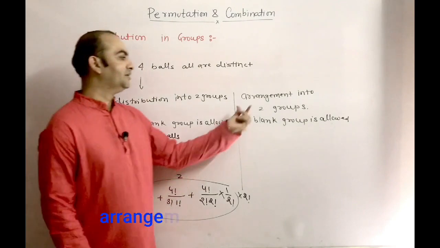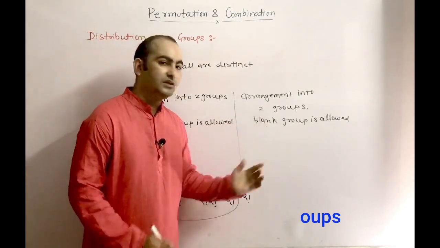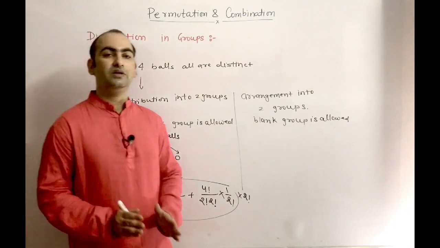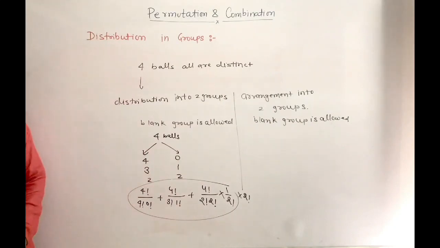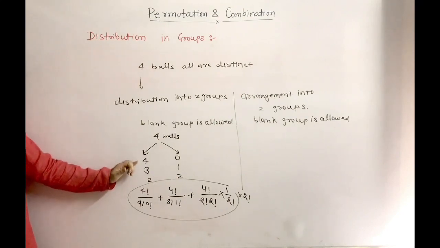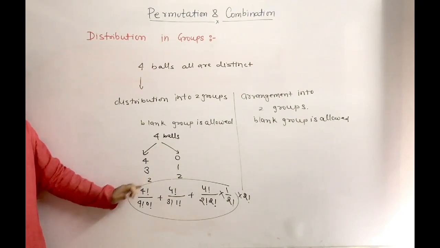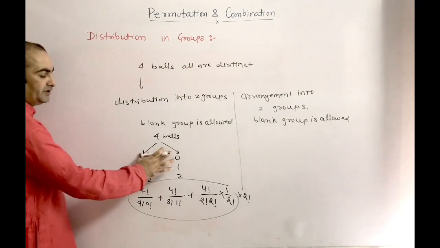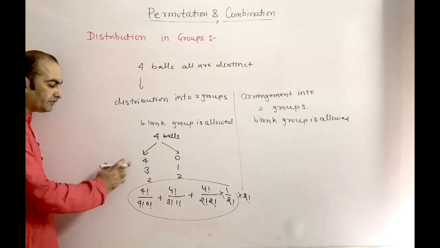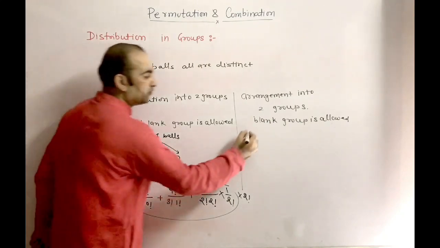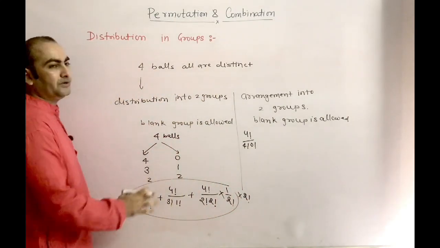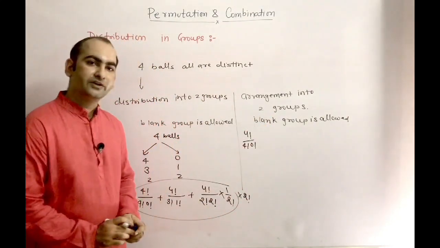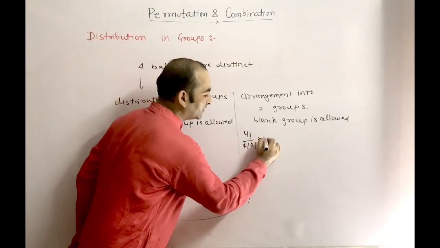Now we are discussing arrangement into two groups if blank group is allowed. This also we will do in the same way, but in this one we have to take care of internal arrangement. So here also first we are doing grouping. According to grouping, these four balls we have to divide into two parts. So there are three cases. First case 4, 0, second is 3, 1 and third is 2, 2. According to first case we are getting 4, 0. So what will come? 4 factorial divided by 4 factorial 0 factorial. Now these two parts we have to distribute among two groups, so that is 2 factorial. So here we have to multiply with 2 factorial.